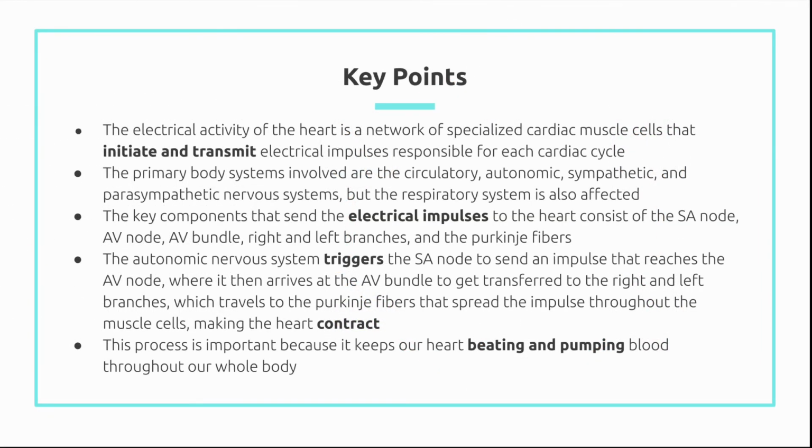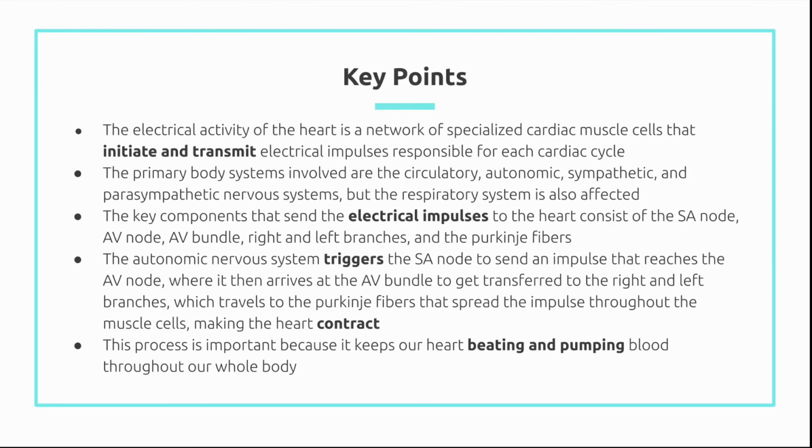Key points. The electrical activity of the heart is a network of specialized cardiac muscle cells that initiate and transmit electrical impulses responsible for each cardiac cycle. The primary body systems involved are the circulatory system and the autonomic, sympathetic, and parasympathetic nervous systems, but the respiratory system is also affected. The key components that send the electrical impulses to the heart consist of the SA node, AV bundle, right and left branches, and the Purkinje fibers.